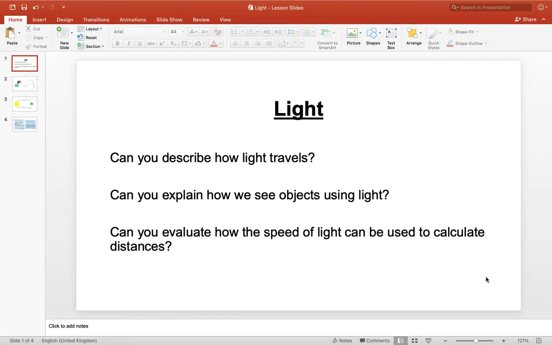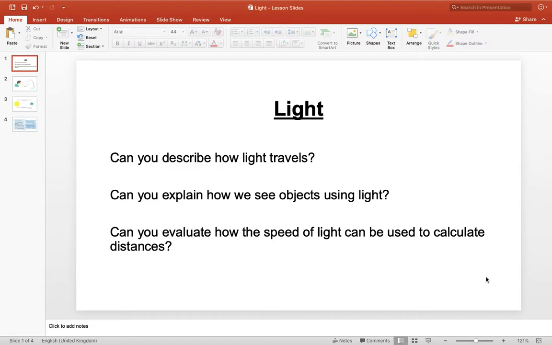So up until this point in my lessons we've been looking at sound. We've looked at the types of waves, we've said that there's transverse and longitudinal waves, we've then looked at how vibrating objects can create sounds, we've looked at amplitude and pitch, and we've looked at how your ear detects sound. We now need to start looking at light. So today's lesson is entitled Light.